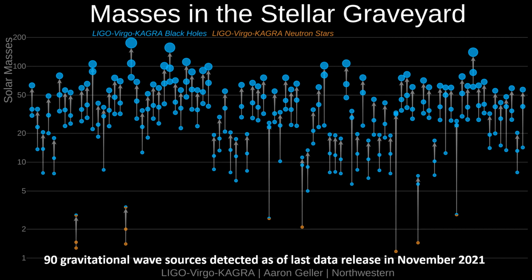So this kind of shows you that most of the detections were binary black holes. We do have some neutron star pairs and also a couple of binary black hole neutron star mergers that ultimately created a slightly more massive black hole in the process.